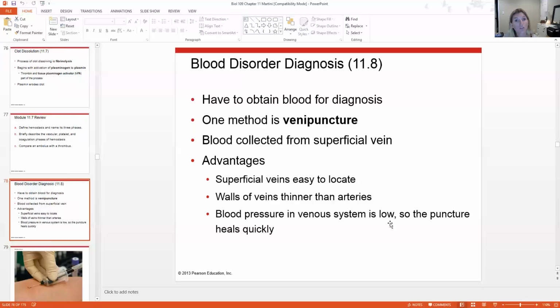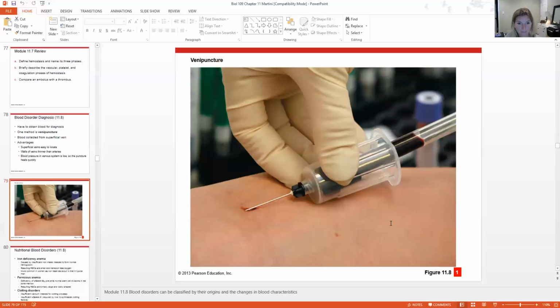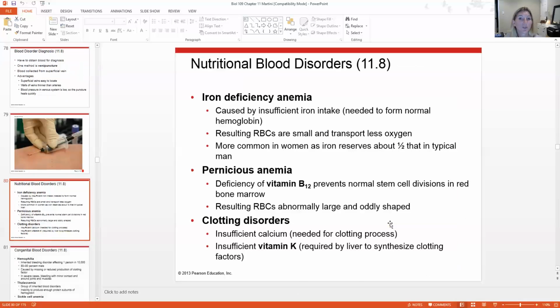And the walls of veins are typically thinner than the walls of arteries, so it's easier to obtain. Do you like needles? So, some nutritional blood disorders. Iron deficiency anemia can be caused by insufficient iron. It is more common in women because our iron reserves are lower than in men, and overall, our red blood cells can't transport as much oxygen.